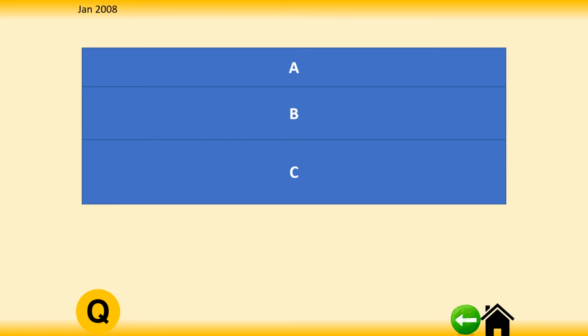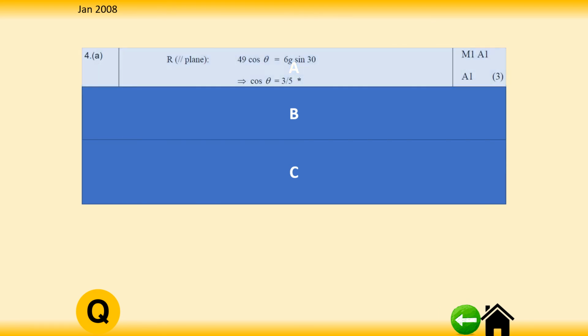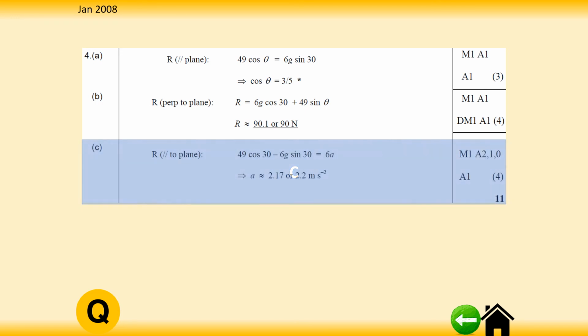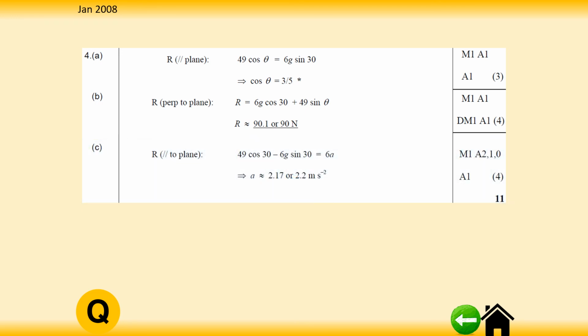Okay, here's the answer for part A. So part A, cos theta is equal to 3/5, it's a show that question. Part B, normal reaction 90 Newton. And part C, if we resolve parallel to the plane, 49 cos 30 minus 6g sine 30 equal to 6a. So that will give you a as 2.17 meters per square second.